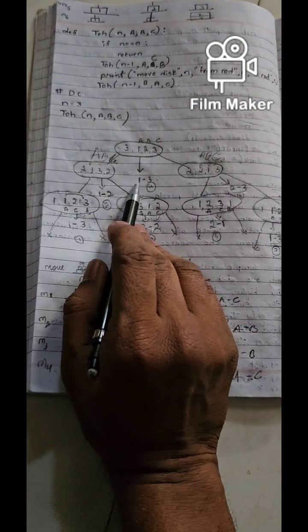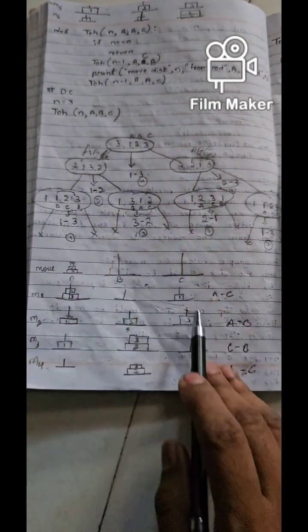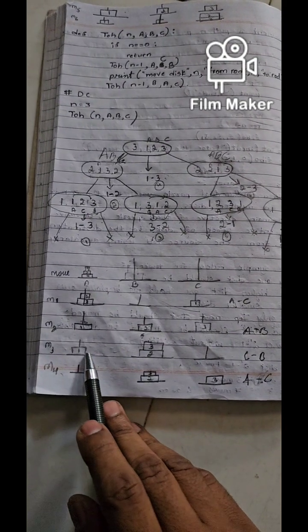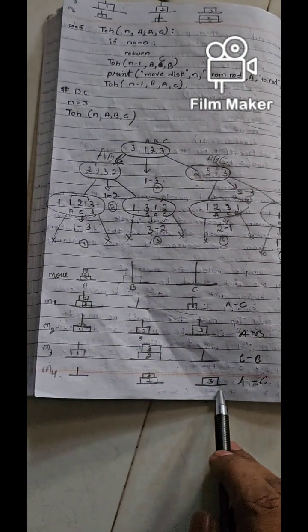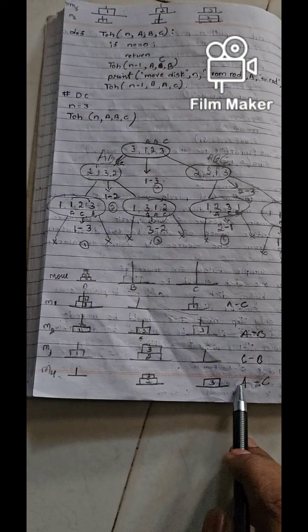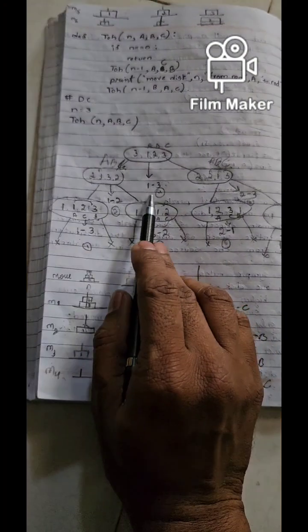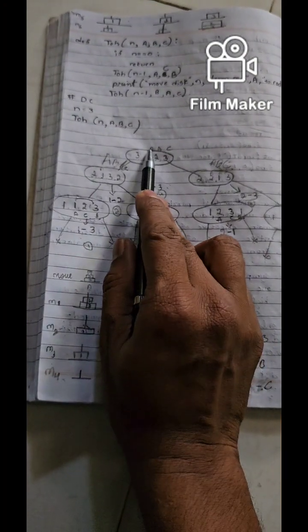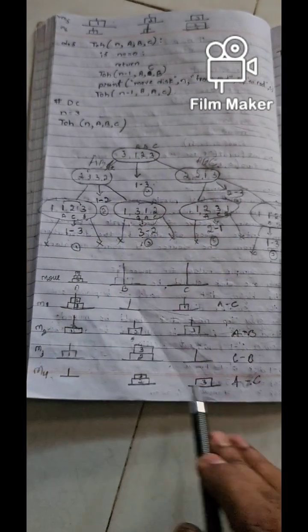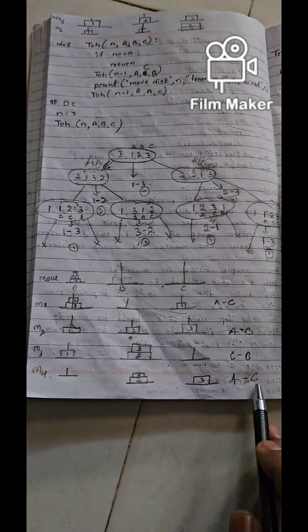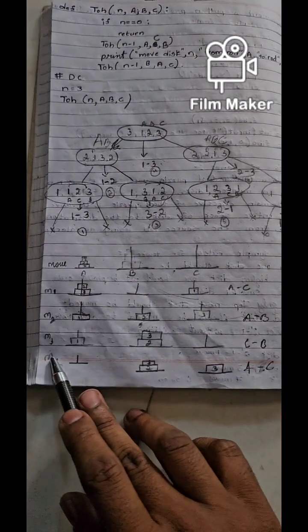In the fourth move, you can observe first to third rod. In the fourth move, you can see first to third rod, that is A to C, or 1 to 3. So from one rod to third rod, that is move 4.